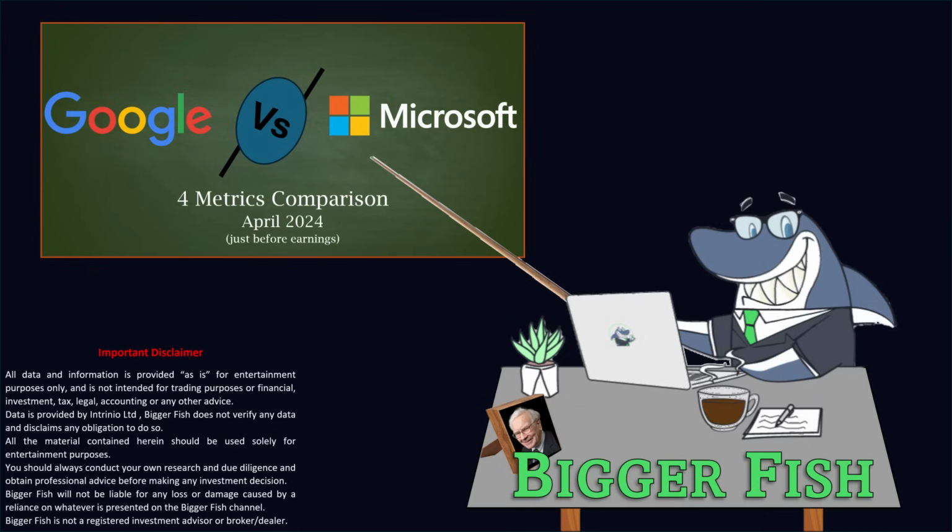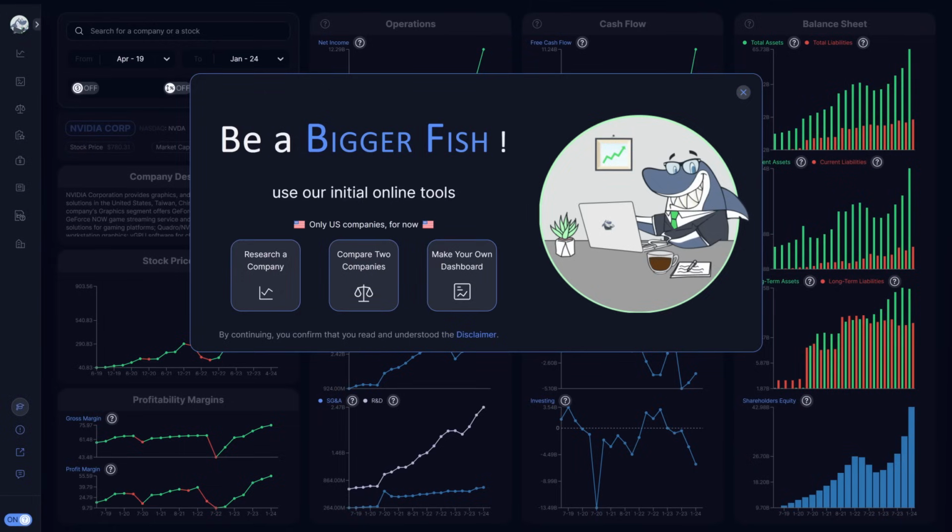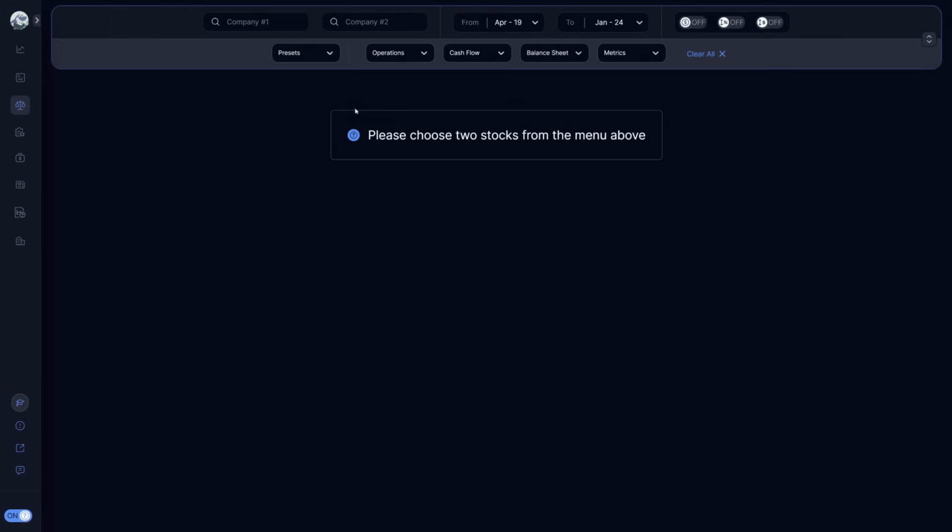We are comparing Google and Microsoft just before reporting their earnings later today, using four key fundamental metrics for the last 19 quarters since June 2019. Heading over to the comparison tool, getting the data for Google and for Microsoft.